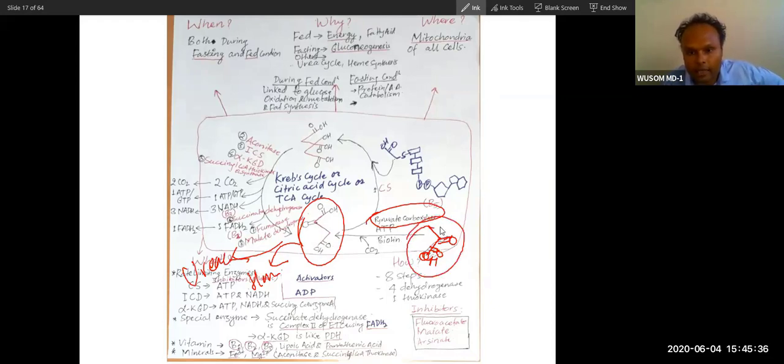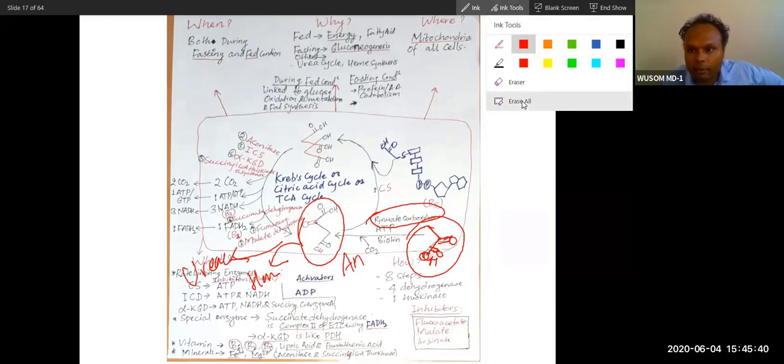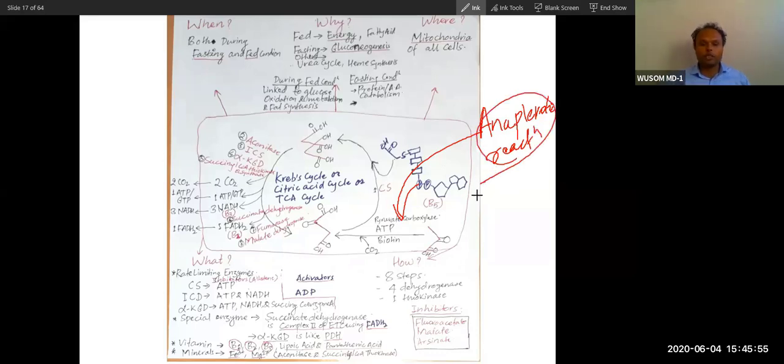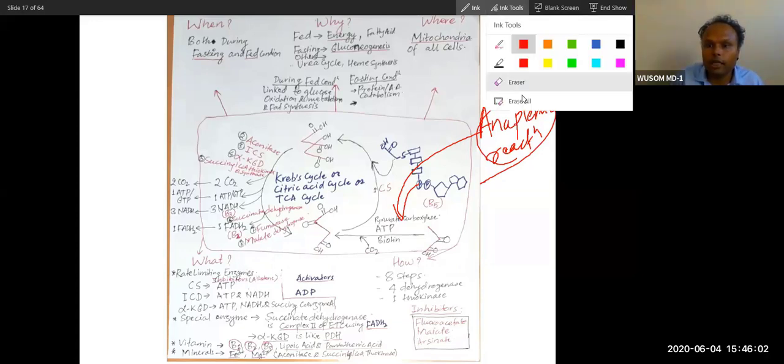So this is a supply reaction. This is called an anaplerotic reaction. A very different type of name is given to this reaction. Supply is given the name anaplerotic. Did you remember this terminology, anaplerotic reaction? So this is the whole of the Krebs cycle.